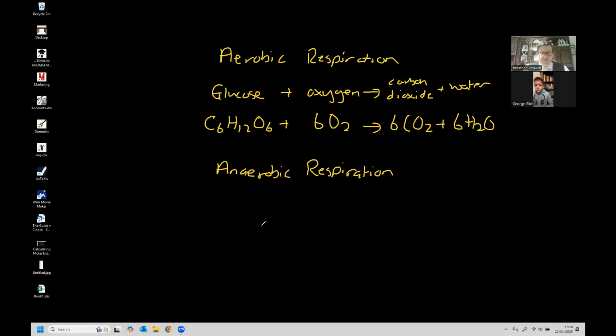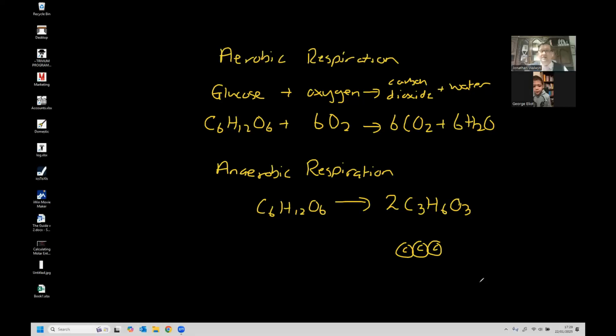Now, anaerobic respiration doesn't have oxygen. So you have your glucose, but instead of it reacting with oxygen, you form these. C3H6O3. Wait, the H has a different number. That's right. So that one looks like this. We've got the carbon.